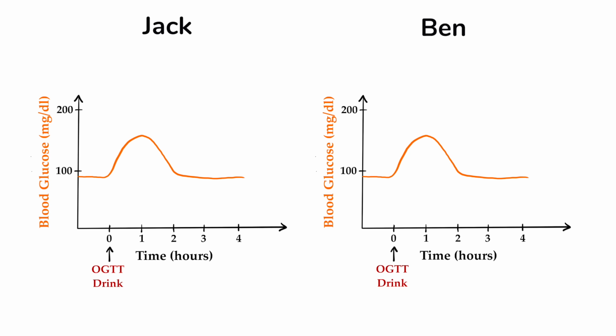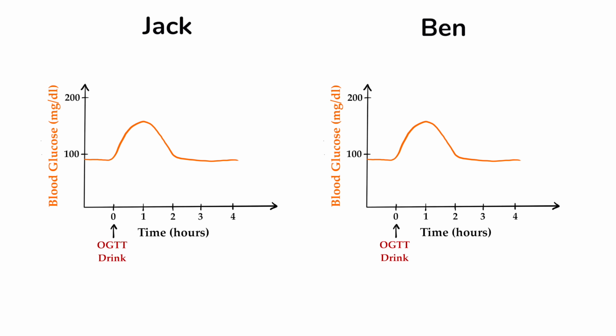They both complete an oral glucose tolerance test, and lo and behold, they end up having exactly the same glucose levels during the test. As we can see, in both men, fasting glucose is lower than 100 milligrams per deciliter, and 2-hour glucose is lower than 140 milligrams per deciliter. So they both have perfectly normal glucose tolerance.